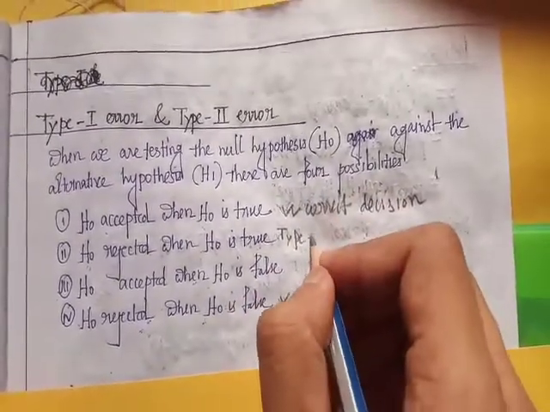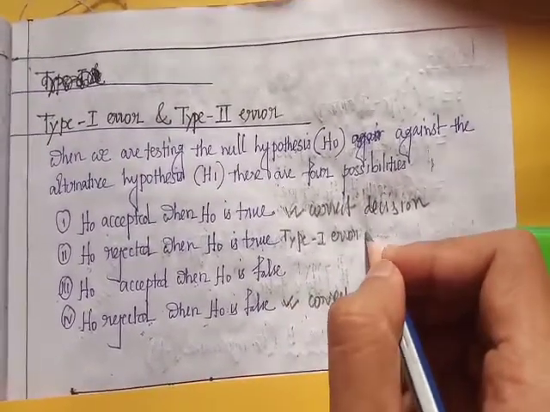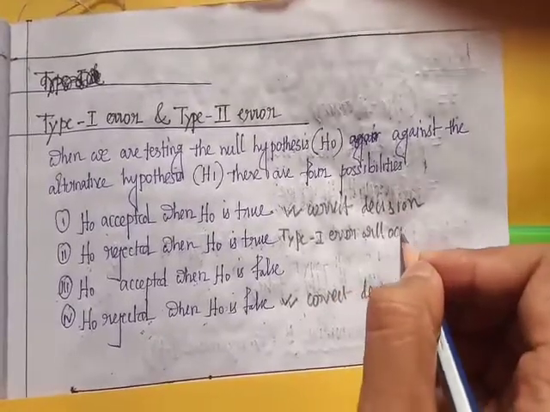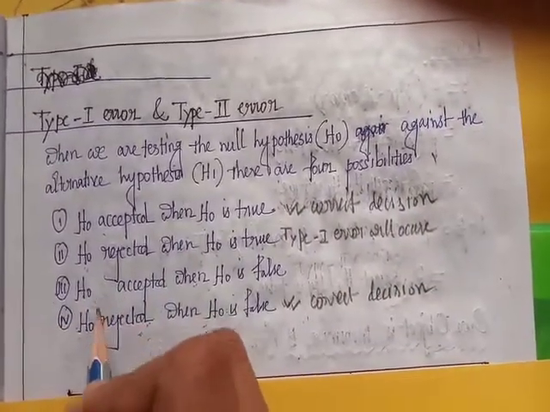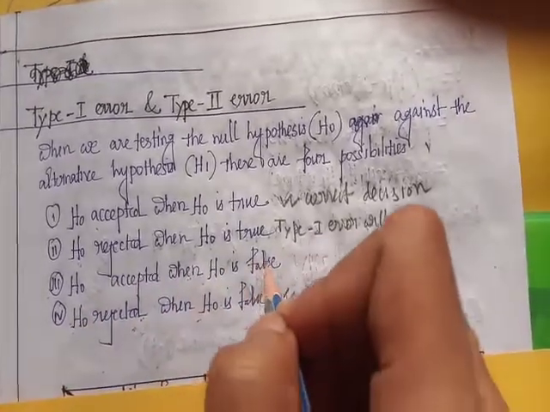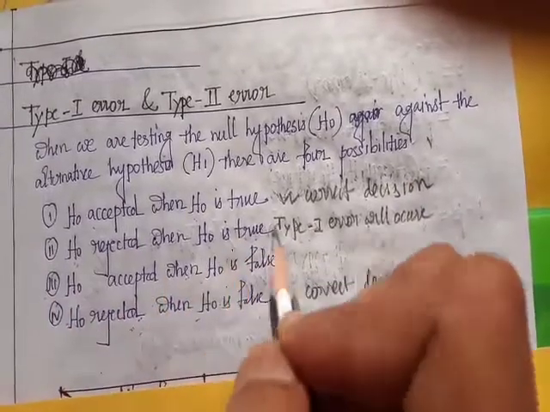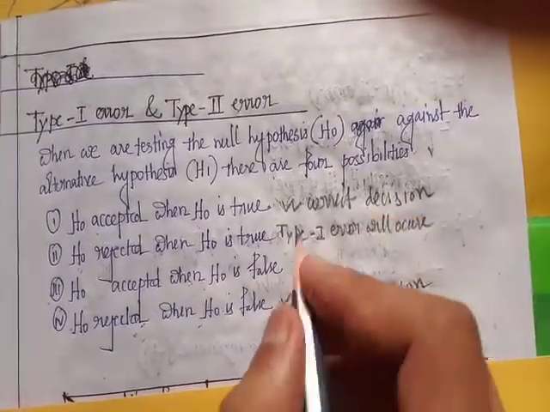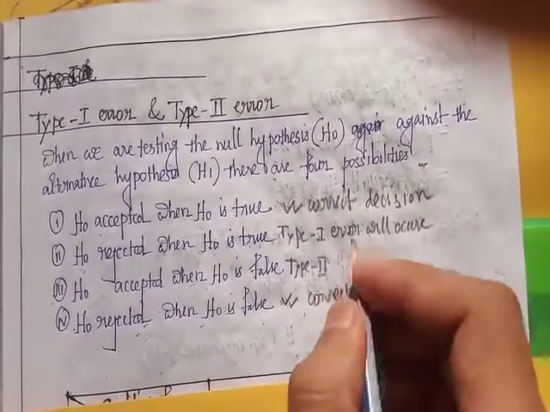And in this point, H0 accepted when H0 is false. That is, H0 is false but we accept H0. So in this point, type 2 error will occur.